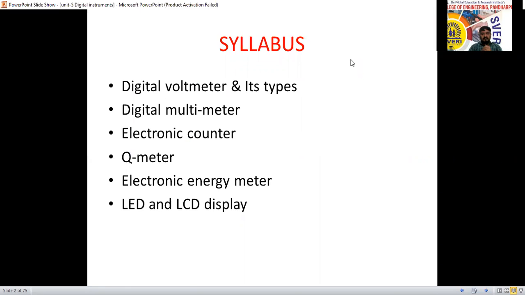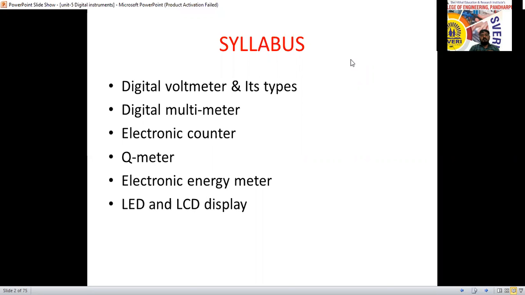So the syllabus of the digital instrument chapter is, whatever PMMC we have discussed already, permanent magnet moving coil, and the moving iron instrument also, those all are analog meters. Analog meters we have used for the measurement of voltage, current. Okay. So now it is the time to discuss digital voltmeters, where we measure the voltage in digital form. So digital voltmeters and their types, how many types of digital voltmeters are there? Based on that, we are going to discuss different types of digital voltmeters also.